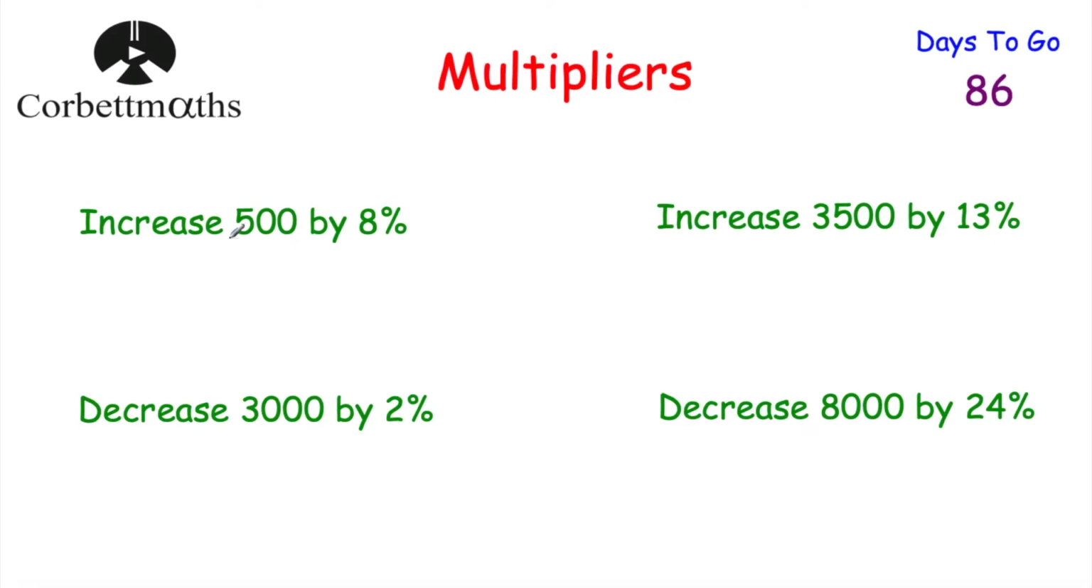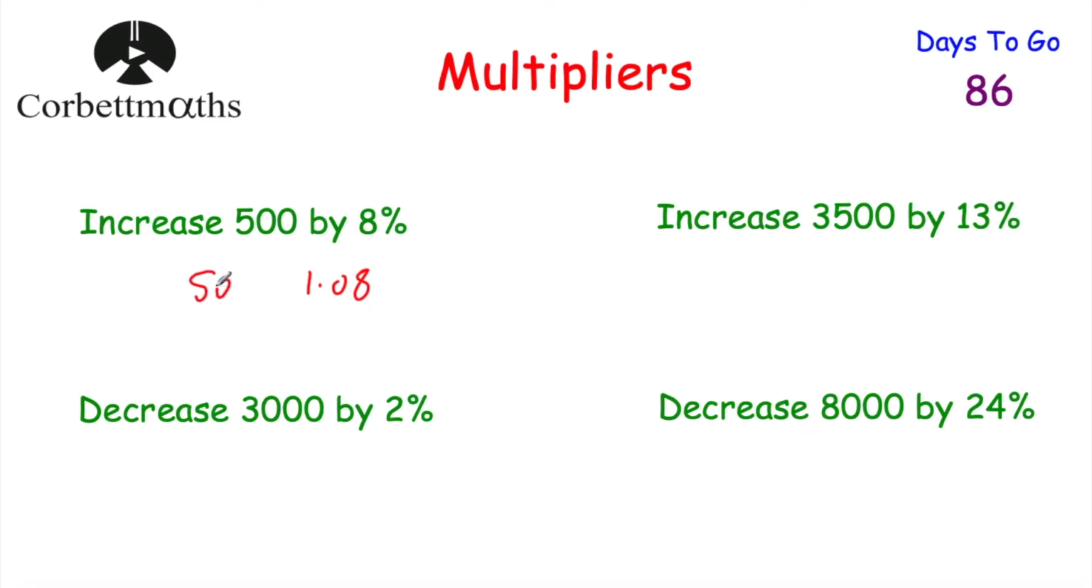So the first question says increase 500 by 8%. Now, if you increase something by 8%, well, you have 100% to begin with, and then if you increase it by 8%, you would have 108%. And 108% as a decimal number would be 1.08, changing your percentage to a decimal. So if we wanted to increase 500 by 8%, we could use this multiplier.